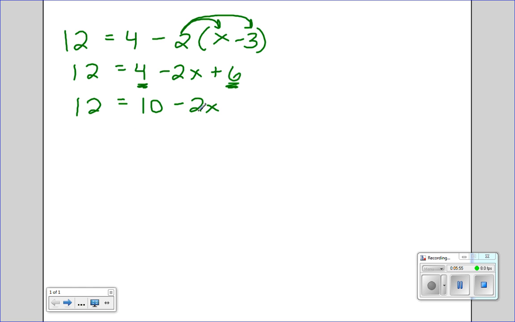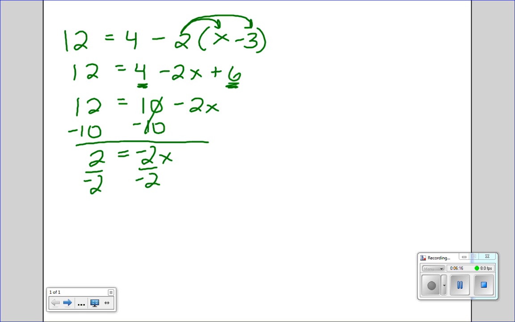Then we already have x isolated. Now here's a good one where we're going to move to the opposite side, but my x, you're going to notice, stays on the right side instead of the left. So I'm going to get positive 2x, 12 minus 10. These cancel, and we get 2. Okay, divide both sides by negative 2, and x equals negative 1.